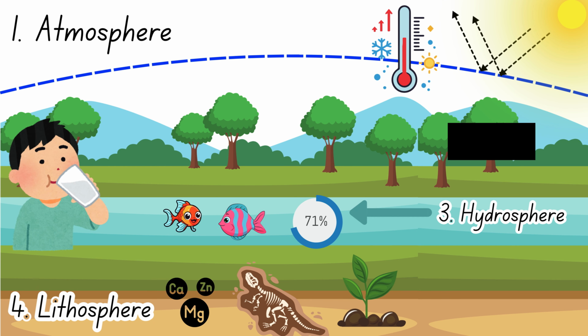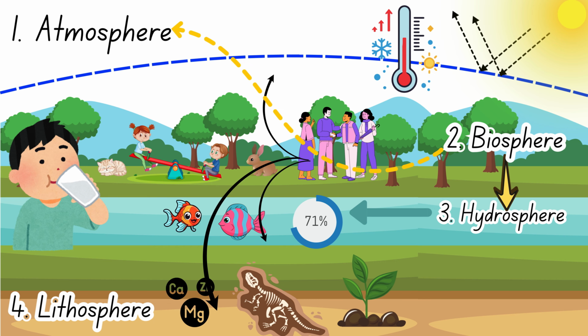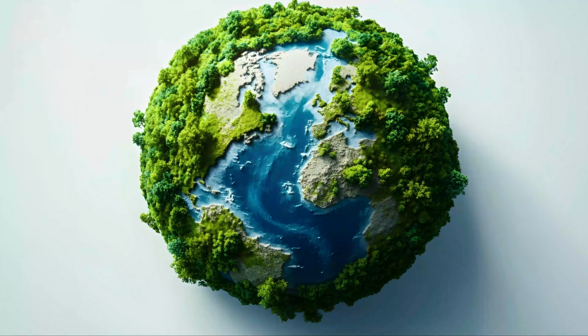And the last one is the biosphere. It's the zone of life on Earth. This is where all living organisms exist and interact with air, water, and land. The biosphere connects the atmosphere, hydrosphere, and lithosphere through the continuous cycling of energy and nutrients. We all know how important these components are. They're what keep our planet alive and balanced.